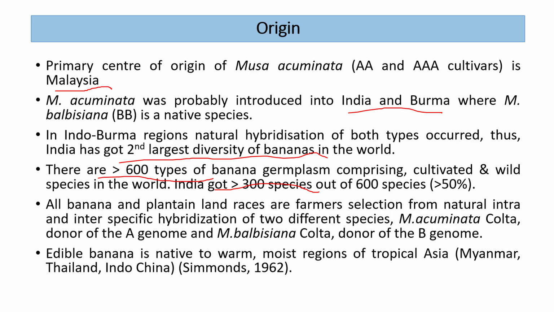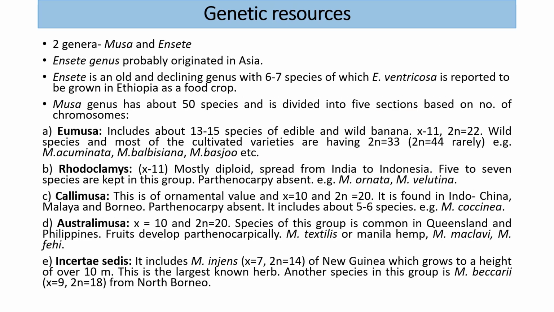So all the banana and plantain which are cultivated now are landraces, which are farmer selections from natural intra- and interspecific hybridization of the two different species which we have discussed: Musa acuminata, which is the donor of A, and Musa balbisiana, which is the donor of B. And edible banana is native to warm, moist regions of tropical Asia, Simmonds 1962.